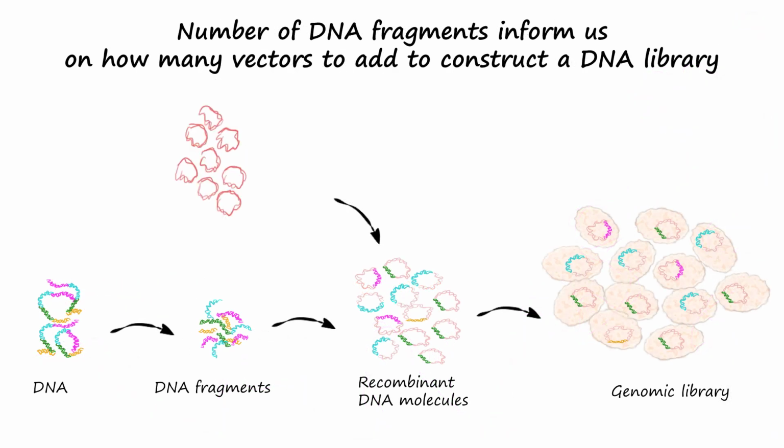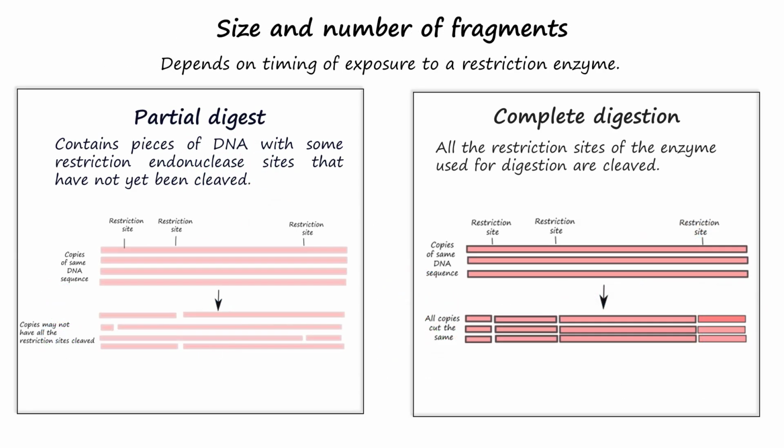Knowing the number of fragments will be useful in, say, creating a genomic library, as you could guess the minimum number of vectors you would need to have every fragment of the genome represented in the library. Another factor that may influence the number of fragments would be the timing of exposure of the DNA to a restriction enzyme, which determines if digestion is complete or partial.